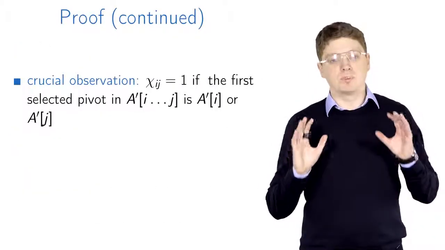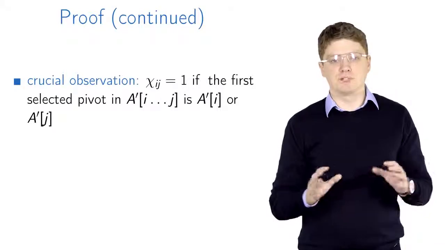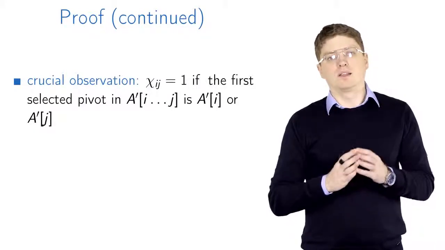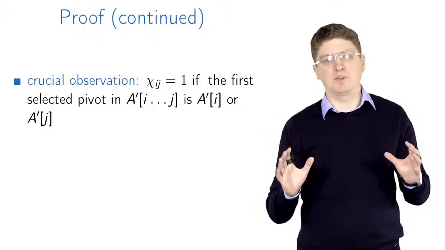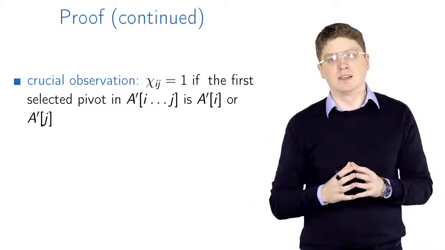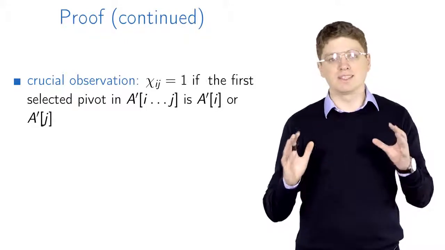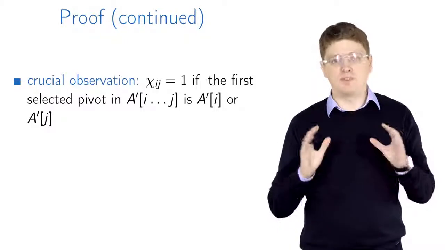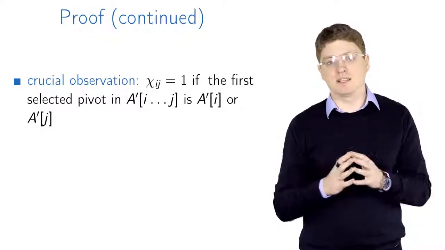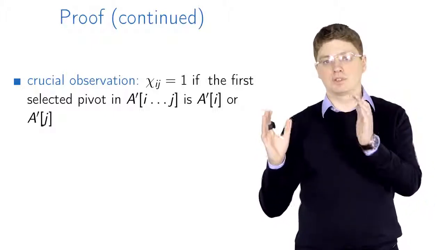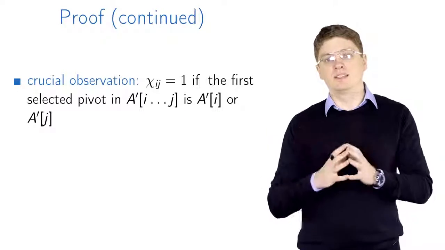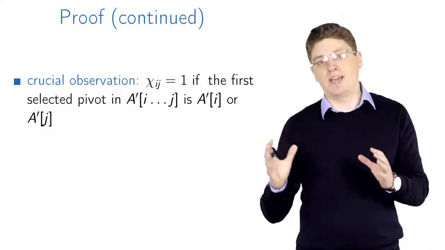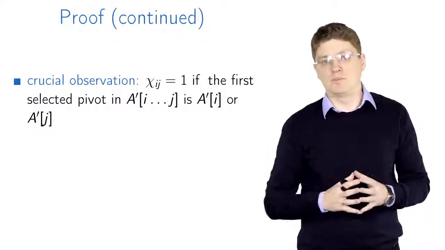Now comes the most important observation of this proof. I claim that the elements a prime of i and a prime of j are compared if and only if the first pivot selected in the sub-range of the sorted array A prime from index i to index j is either a prime of i or a prime of j.